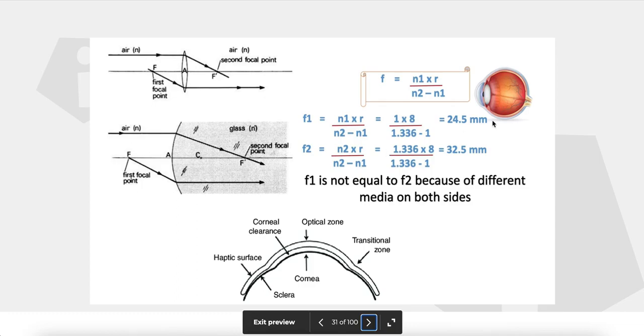A practical example of this is the first and second focal lengths of the cornea. In front of the cornea there is air, and behind it there is aqueous. So f1 will be 24.5, while f2 will be 32.5. f1 is not equal to f2 because of the different media on both sides. You can see that here in the contact lens: in front of the contact lens will be air, and behind it will be the cornea. So there will be different refractive indices in front and behind, resulting in different first and second focal lengths.